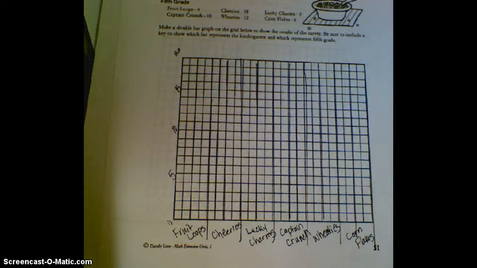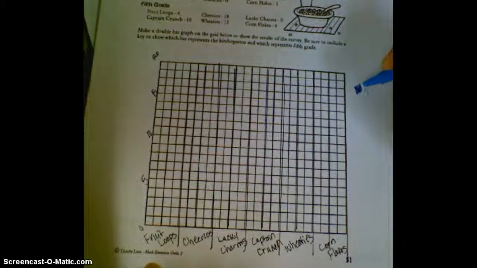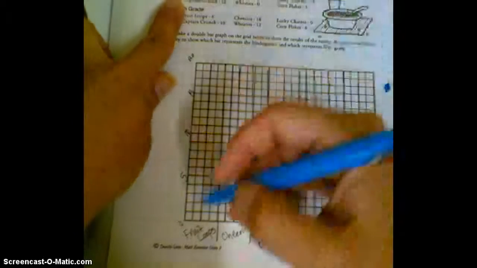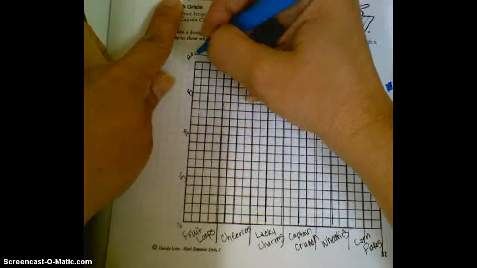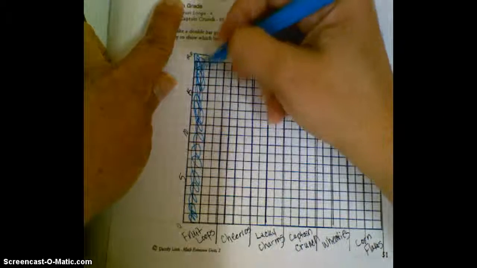Okay, ready to choose some colors here. First color I'm going to choose, I'll need to put a little key over here. I've got teal, and I'm going to call teal kindergartners. Alright, and I'm using 2 rows to indicate kindergarten. Fruit Loops is a 20, so I'm going to be right off the top of my graph here by 1, and I'm going to color in both rows. And you can do this way nicer and neater, I'm sure, than I can with my little markers here.